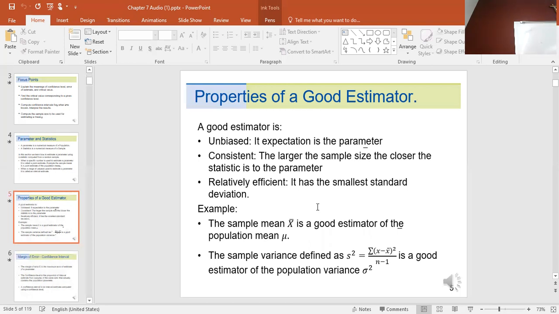It should be reliable or relatively efficient. Reliable or relatively efficient means of all estimators, it should have the smallest standard deviation, meaning that the variation is not much, it does not change much. That is what we mean by reliable.